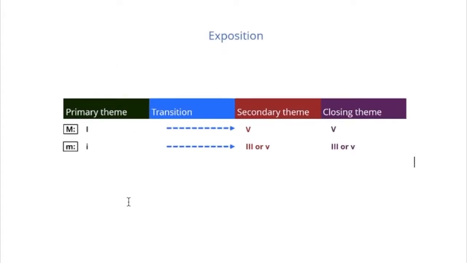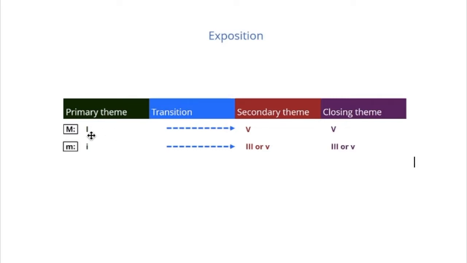We have also discussed the exposition section in more detail. We talked about how the exposition is considered a journey through two key areas. The primary key area, also called the primary theme or the first theme. The secondary key area, secondary theme, second theme group. Those are all possible names for this. And these two key areas are linked by what we call a transition. And at the end, a closing section to reconfirm the new key area of the secondary key area.